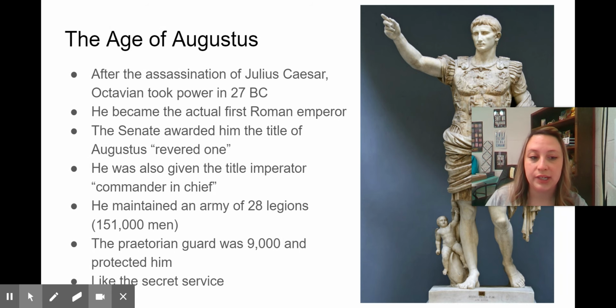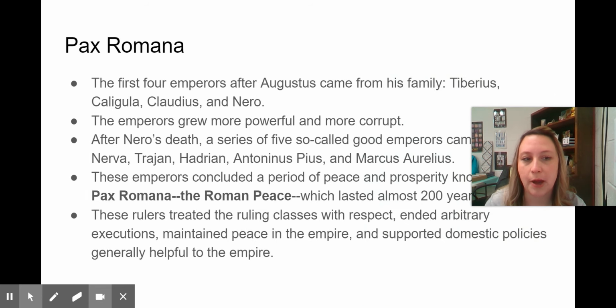So he's a pretty big deal. You've probably heard of Augustus over everyone else. But Augustus is who emerges as the true power of Rome, regarded as a really powerful monarch, ruler. The first four emperors after Augustus came from his family. You had Tiberius, Caligula, Claudius, and Nero. And I'm just going to let you know, these rulers are nothing like Augustus. They are not revered. They are not respectable.